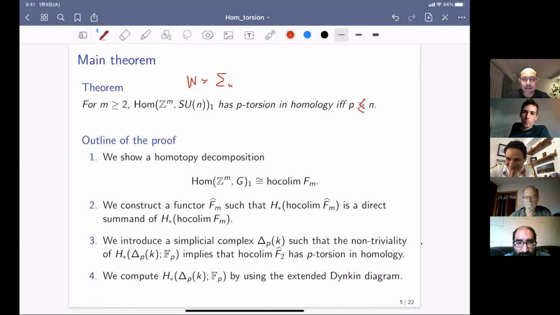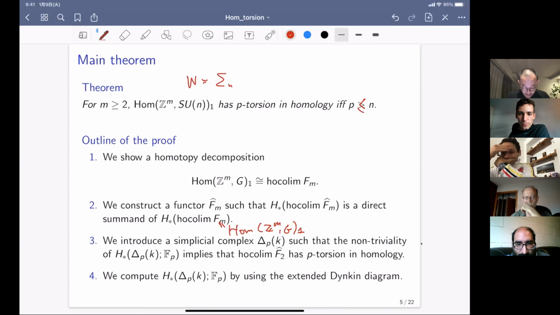That's a functor FM hat. We will construct a functor FM hat such that the homology of hocolim FM hat is a direct summand of the homology of hocolim FM. So this is nothing but Hom(Z^n, G)_1. And the important point, the third step, is that the homology of hocolim FM hat is much easier to compute than the homology of hocolim FM.